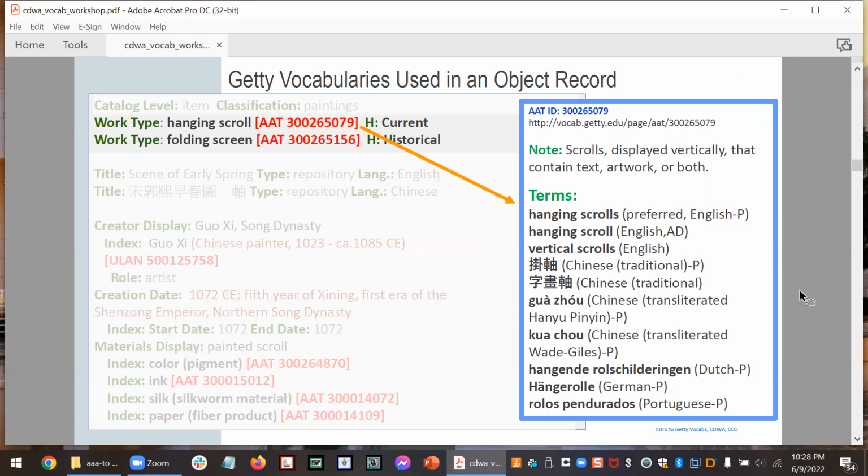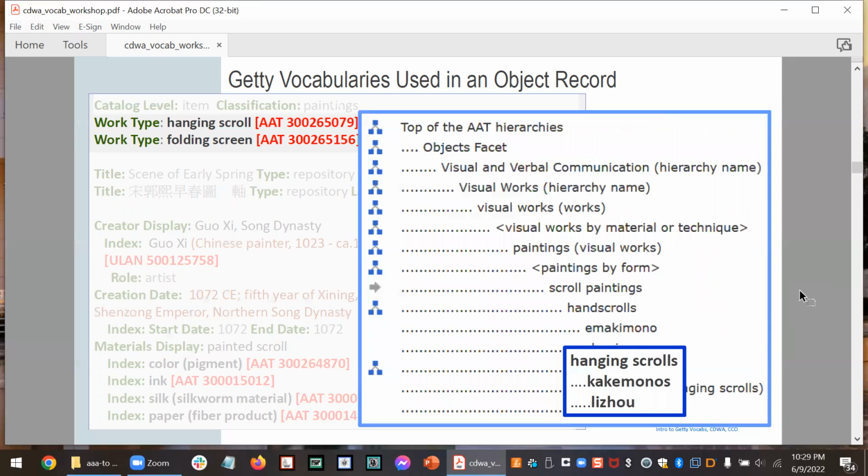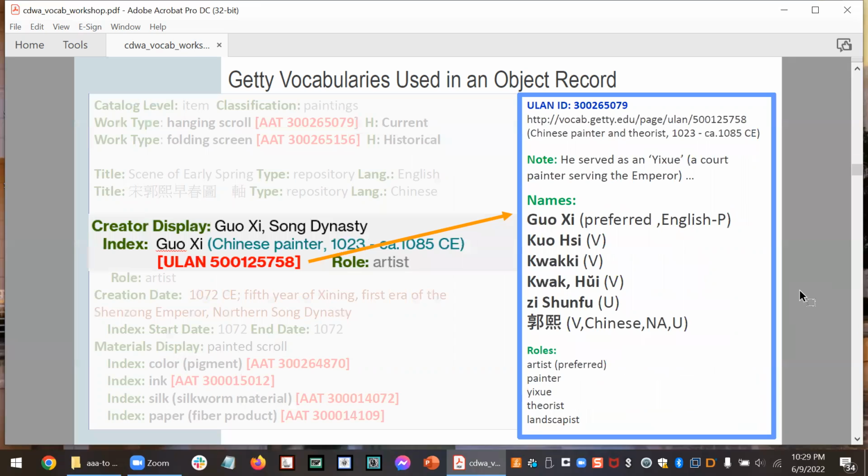And here, this illustrates the benefit of linking to the Getty vocabulary. So this cataloger has linked the work type hanging scroll to the AAT, and now they have the benefit of all the rich metadata and all the variant terms for hanging scrolls that can be used in research and discovery for this work. Also, the hierarchical relationships illustrated here, hanging scrolls, so the search could grab the children, the narrow context, and use those in the search. And so on.